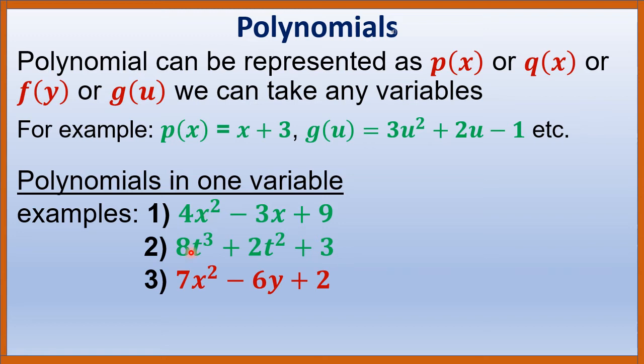Third example: 7x square minus 6y plus 2. But in the third example, we can see two variables, x and y. Here we used two variables. This type of polynomial is called a polynomial in two variables because we have used two variables in this polynomial. Clear?